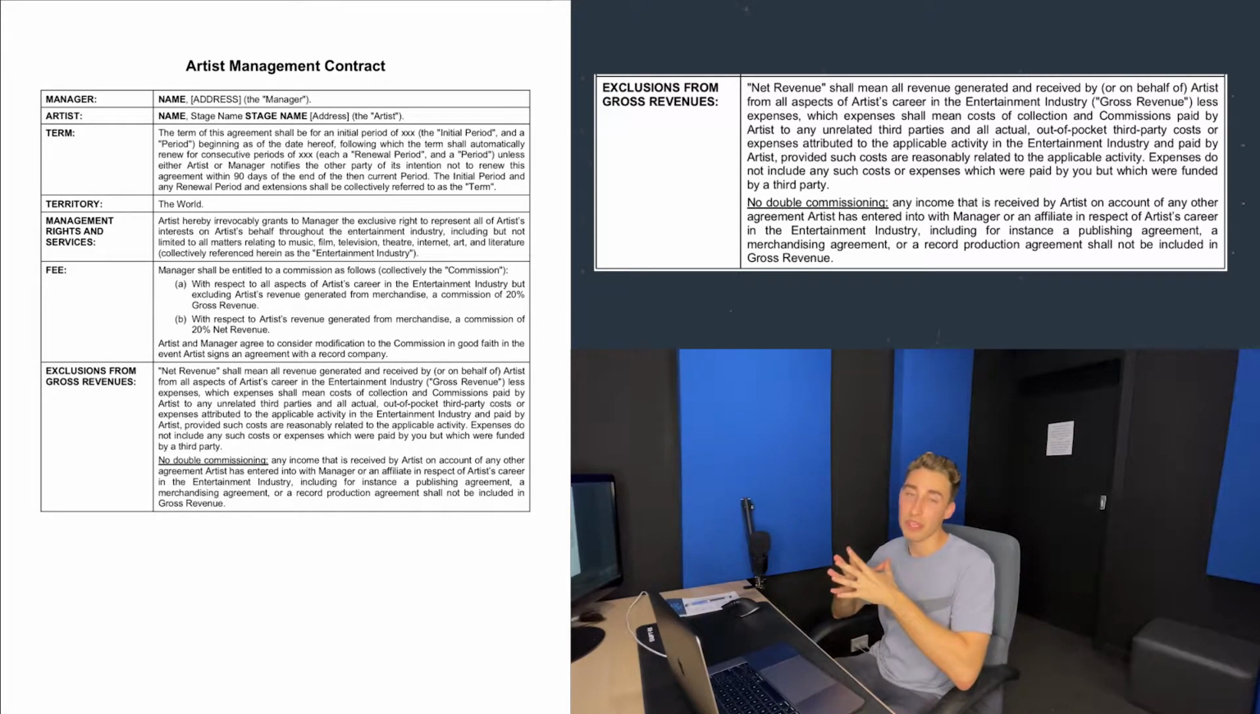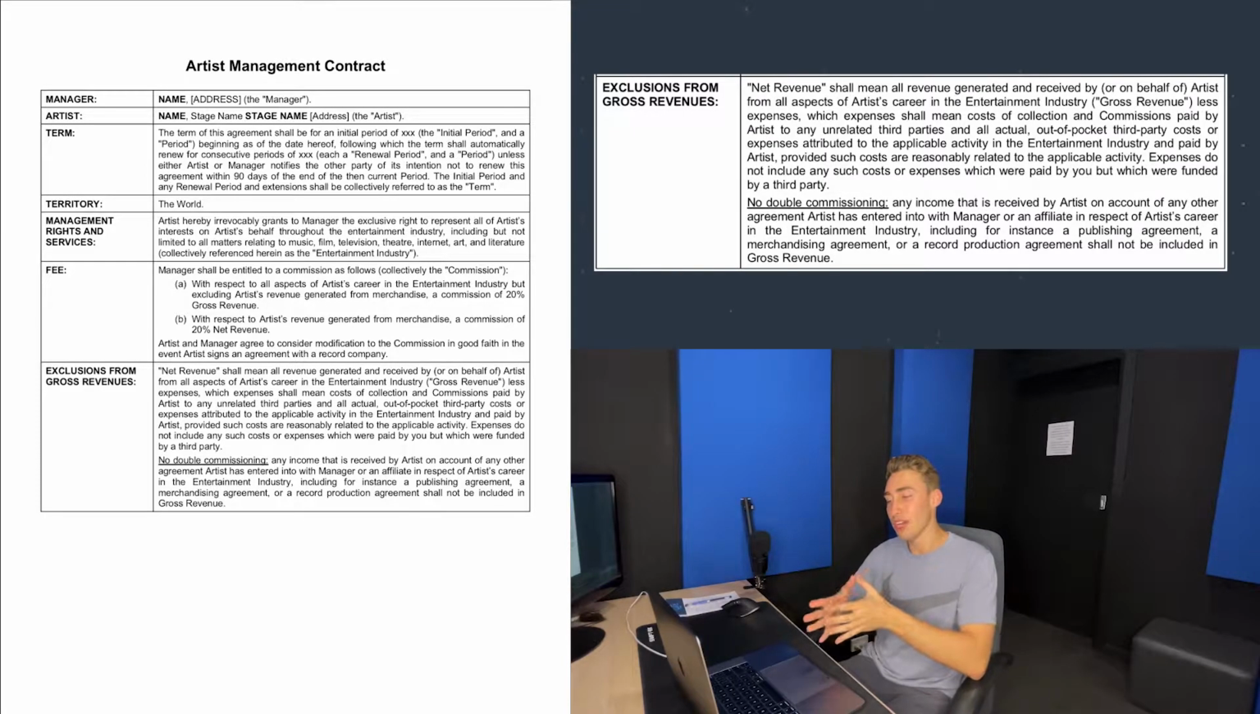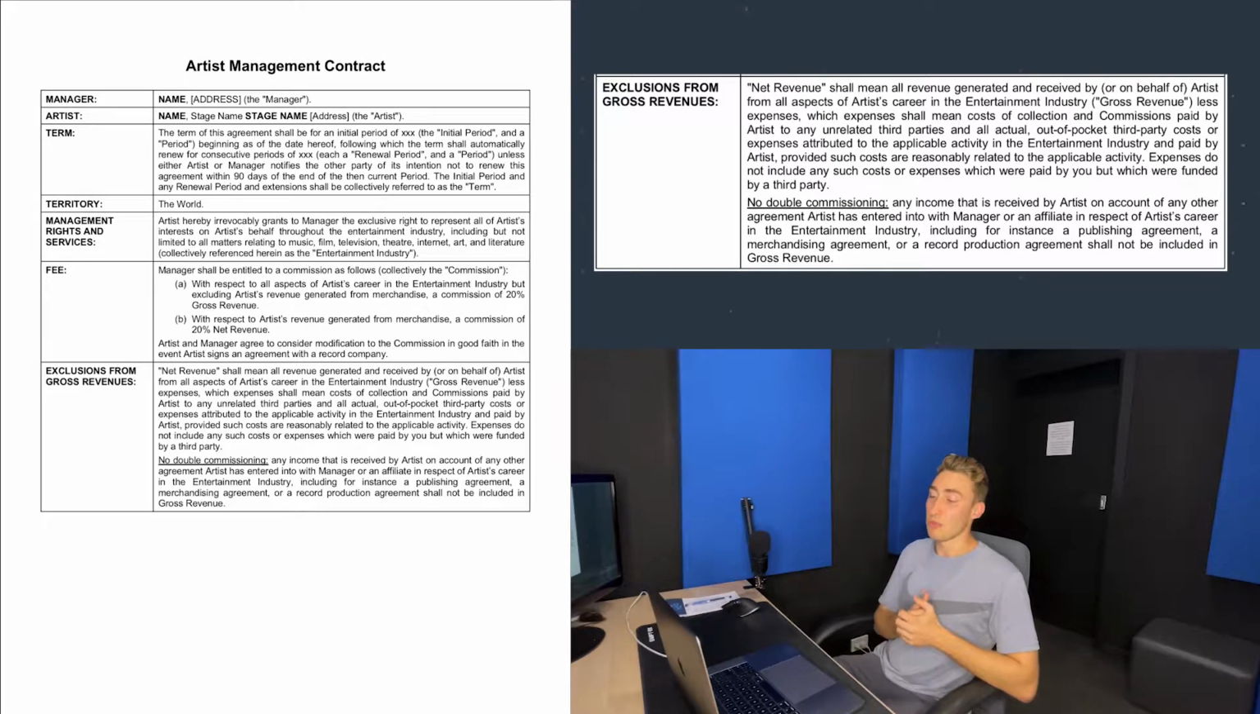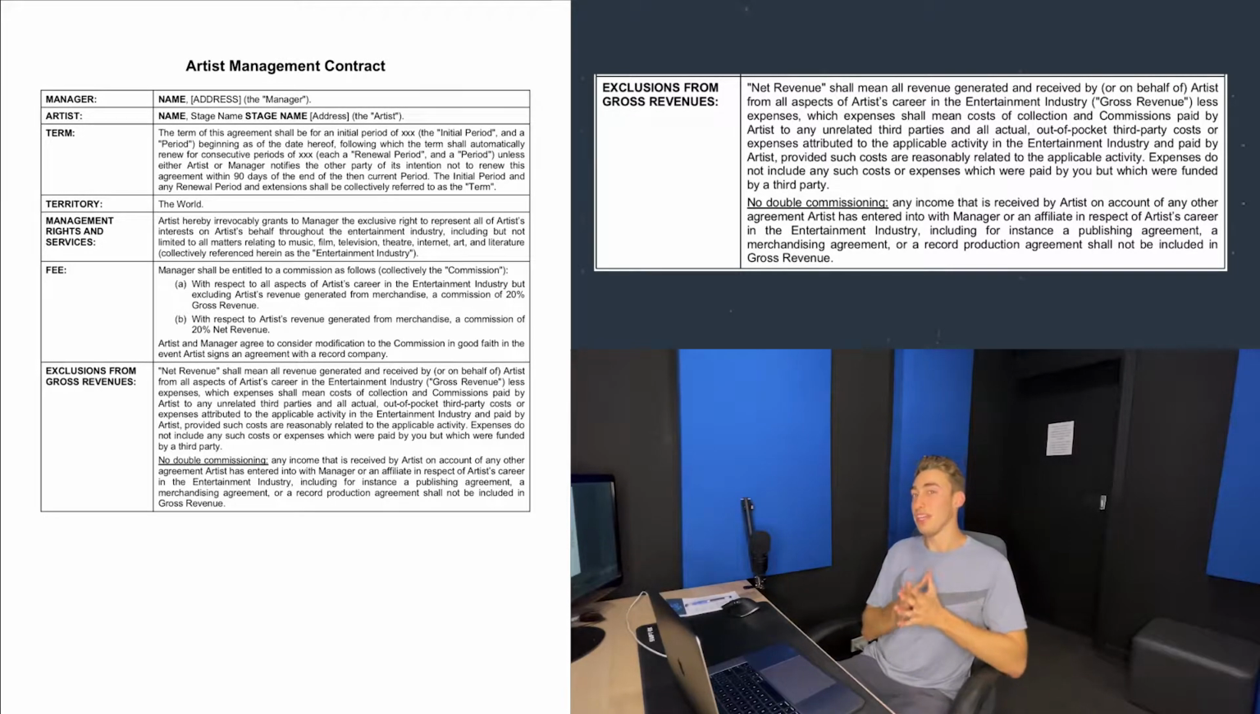Otherwise, the artist will be out of pocket for that expense. Also, there's another section in here that outlines no double commissioning. That's just to capture any events where the artist and manager are in different agreements, whereby the manager gets a double commission because of being in a separate agreement.